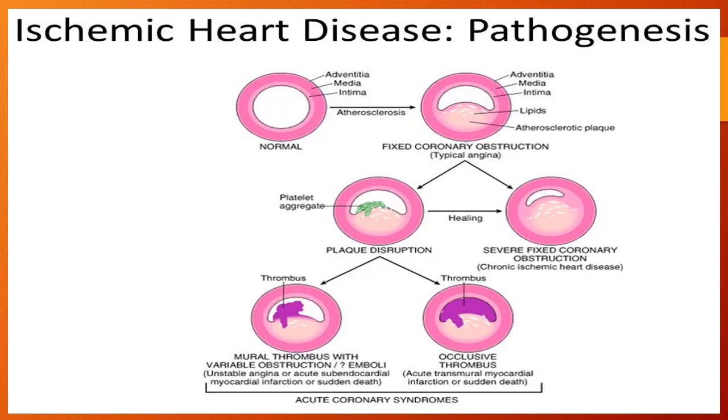So this is the ischemic heart disease pathogenesis. You can see the 3 layers of the artery: adventitia, media and intima. Due to the risk factors, which I have already discussed in part 1 of the series, there will be injury to the endothelial lining of the artery, leading to inflammation, lipid deposition and smooth muscle proliferation, and there will be formation of atheroma.